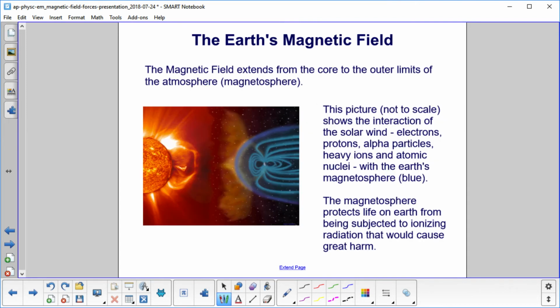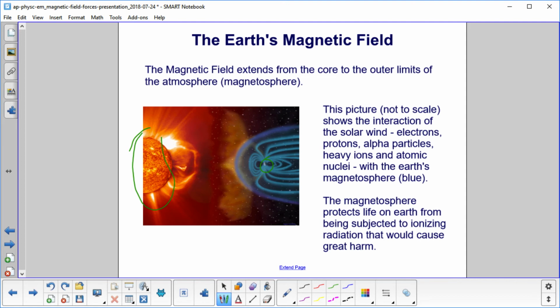The magnetic field extends from the core to the outer limits of the atmosphere. That's called the magnetosphere. This picture, not to scale, of course, because here's the sun and here's the Earth. This shows the interaction of the solar wind, the electrons, protons, alpha particles, heavy ions, and atomic nuclei that are shot out from the sun all the time, with the Earth's magnetosphere, which is in blue.